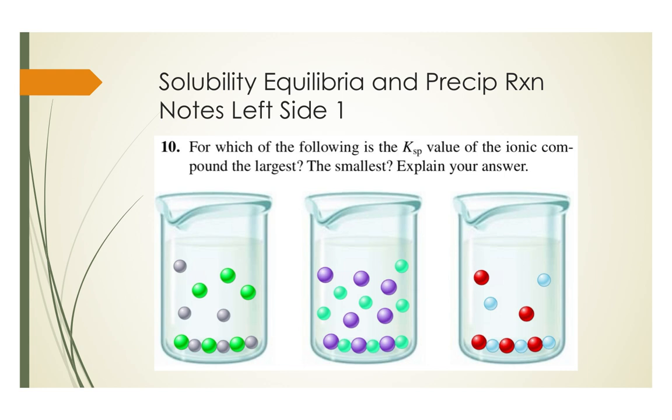It says, for which of the following is the KSP value of the ionic compound the largest, and which is the KSP the smallest? Explain your answer. Take a couple minutes and we'll come back. All right, so KSP equals the concentration of ion 1 times the concentration of ion 2. These are all 1-to-1 as we can see at the bottom where the solid is. So what we're doing for KSP is figuring those out. We can just count particles essentially.